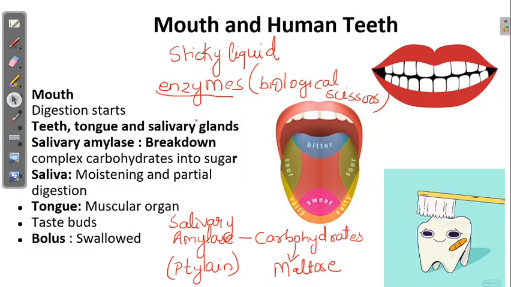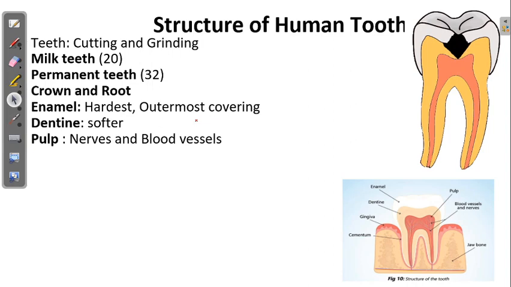Now we go to the next and the last important part of our mouth, that is teeth. Okay, teeth help in cutting and grinding of the food. Anything you want to break into small pieces, you use your teeth, right? That is cutting, and grinding means making a paste of that food. Okay, you cannot swallow the food as it is. You chew it many times in your mouth.